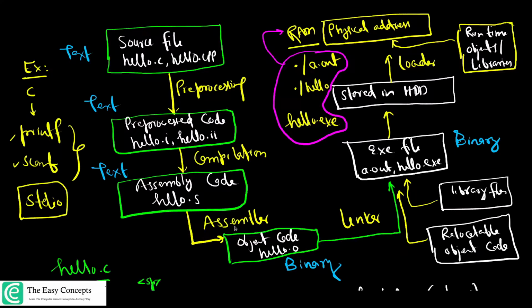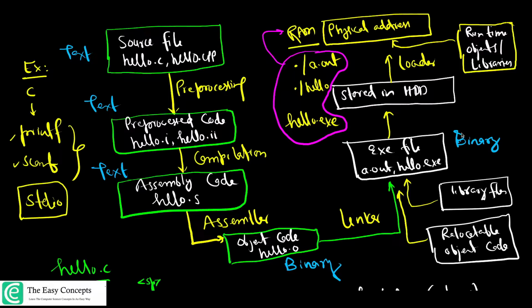Next phase: the assembler translates hello.s into machine-level instructions and packages them into a form known as relocatable object code. This relocatable object code is stored in a file called hello.o. And what is hello.o? It's a binary file whose bytes are encoded machine language instructions. They are not text files. We have already discussed that those are text files, but this is a binary file. This is also a binary file, right?